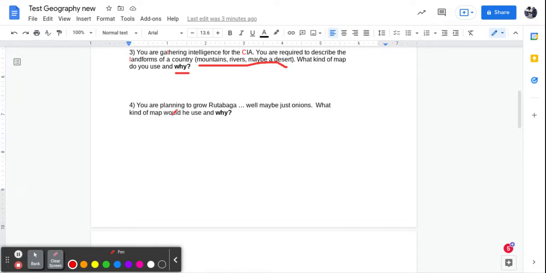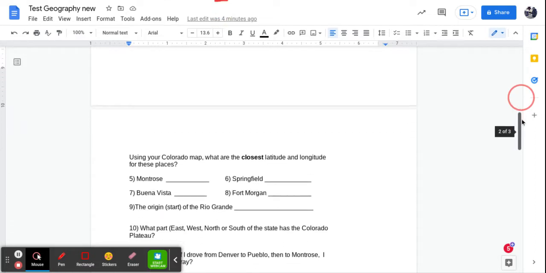Okay, question number 4. You are planning to grow rutabaga. No, I'm just kidding. No one knows what that is. Let's just say onions. You're planning on growing onions. What kind of map would you use and why? Make sure you explain why. Okay, we're going to move to the next section.